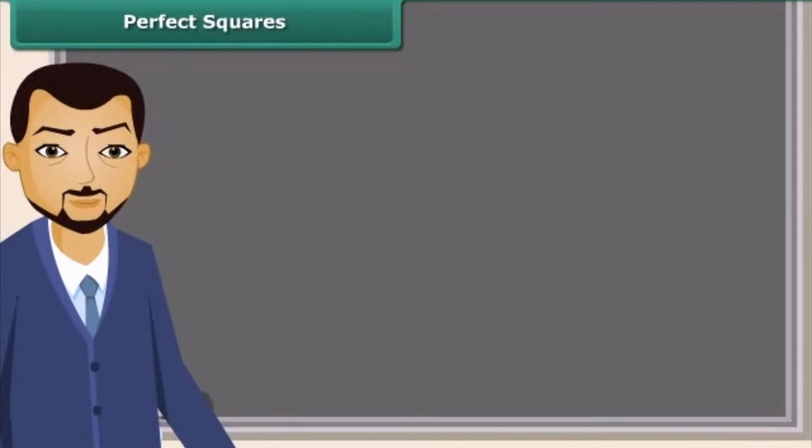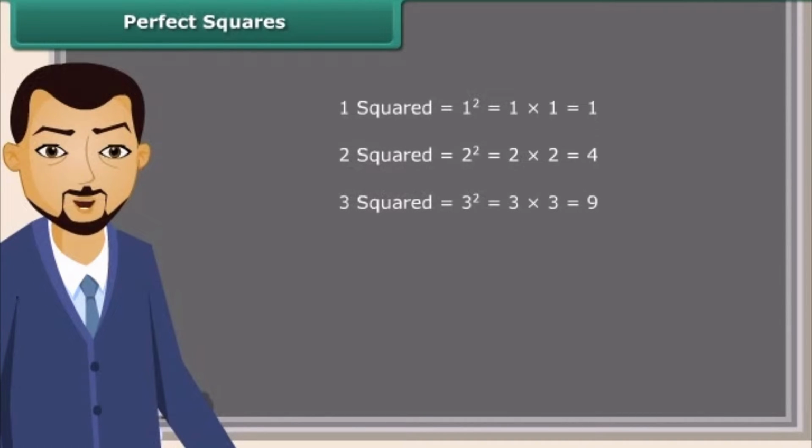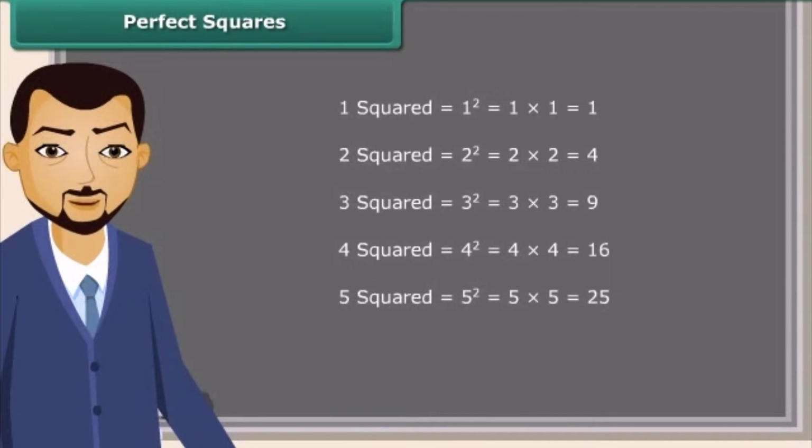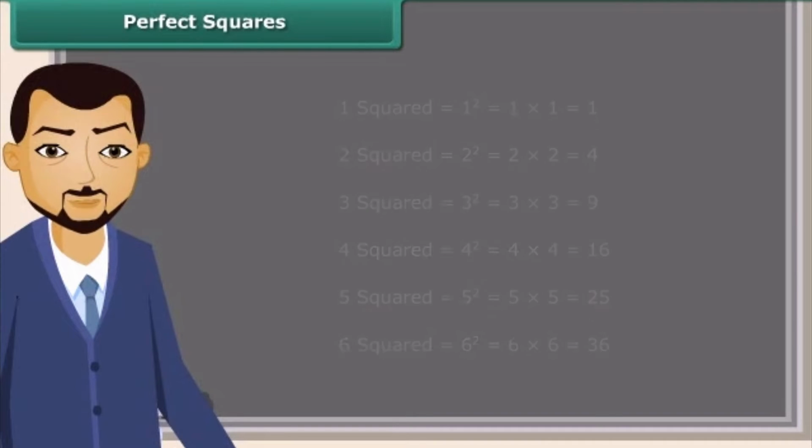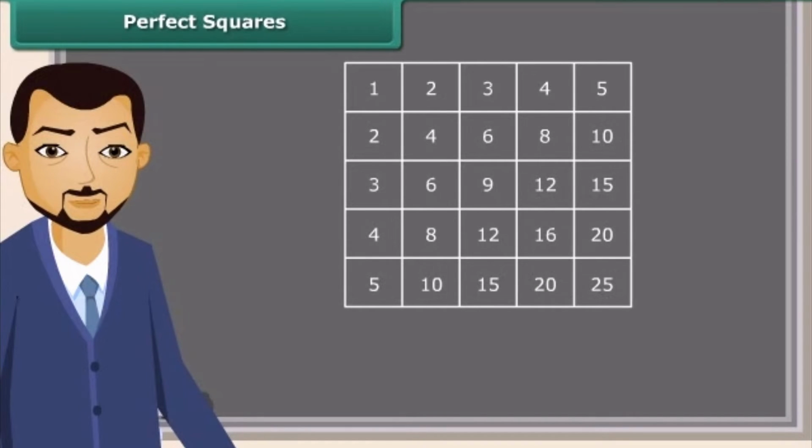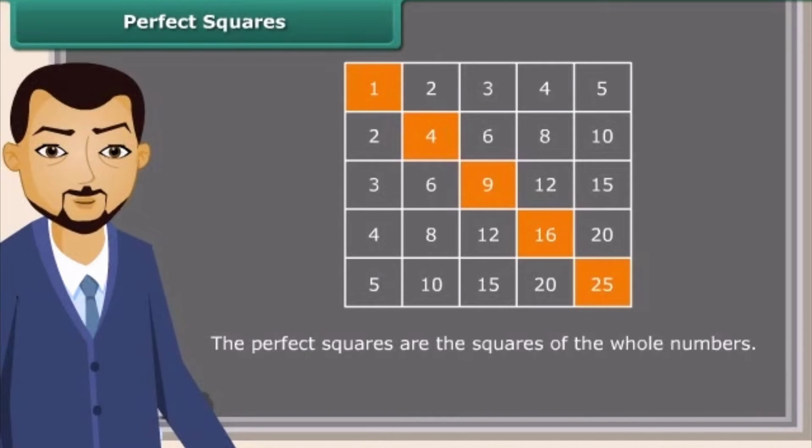Let us read. 1 square is 1. 2 square is 4. 3 square is 9. 4 square is 16. 5 square is 25, and so on. We can also find squares on the multiplication table. Do you know what do we call these numbers? They are called perfect squares. The perfect squares are the squares of the whole numbers.